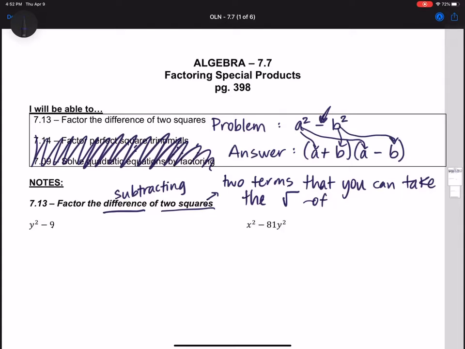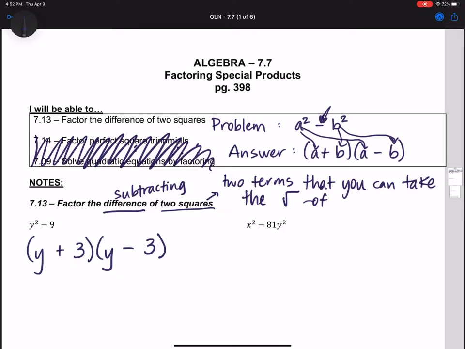All right, so let's try this first problem. We have y squared minus 9. First start off by making two parentheses. You then take the square root of the first term, which is y. You take the square root of the last term, which is 3. One has to be plus, one has to be minus. And what's nice about it? You are done from there.